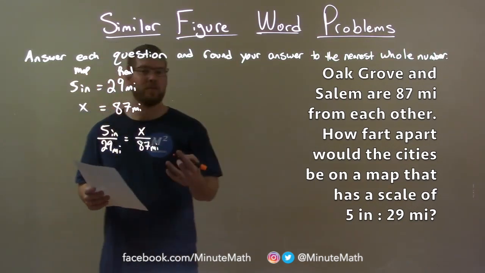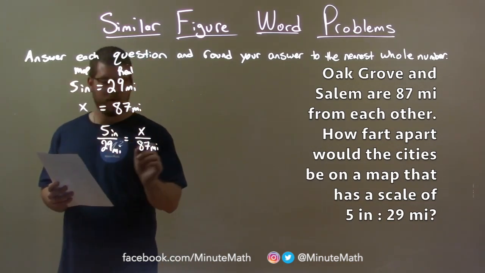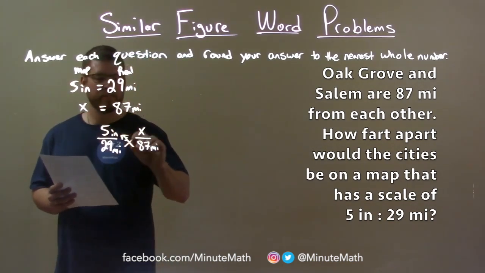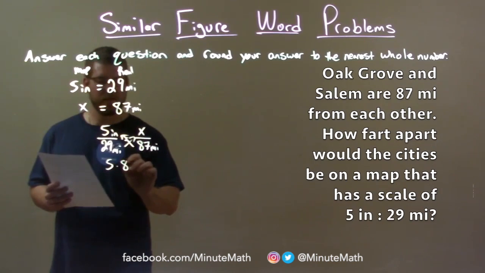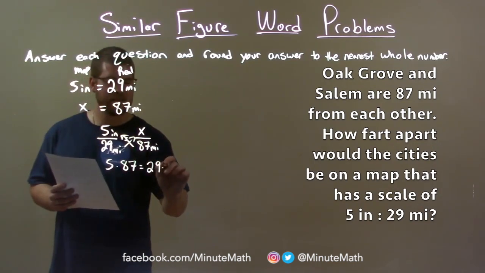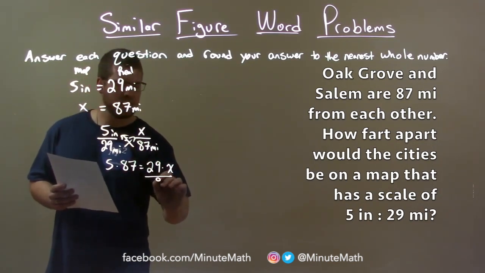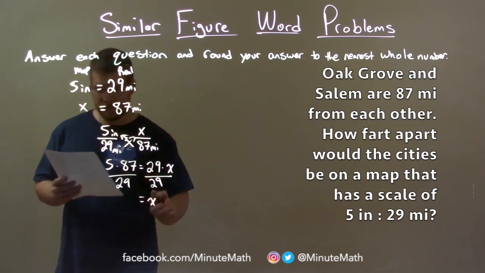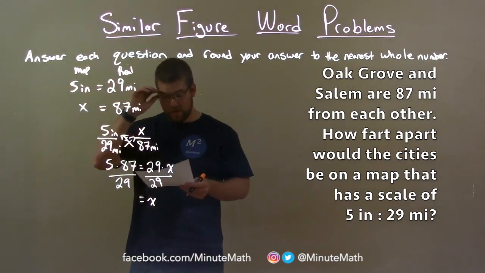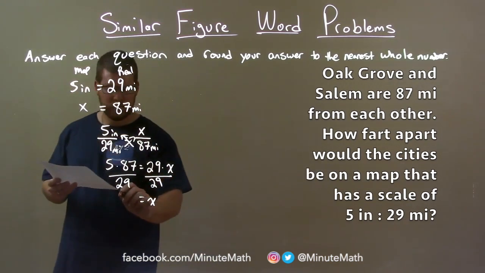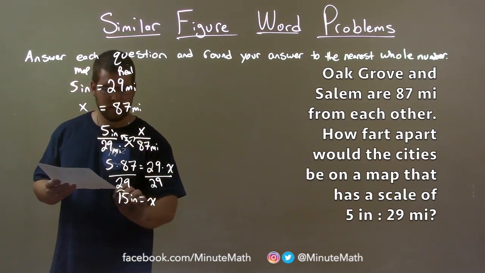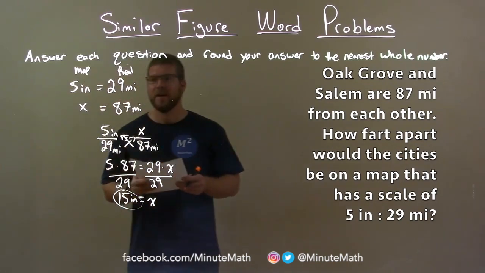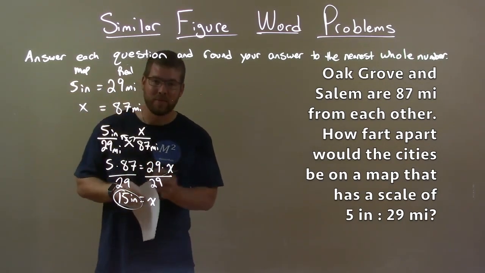Now let's solve this proportion. Let's get x by itself. Cross multiply here. 5 times 87 is equal to 29 times x. Divide both sides by 29. We get x by itself here, and 5 times 87 divided by 29 is 15. And this is in inches, and so my final answer here is 15 inches on the map.